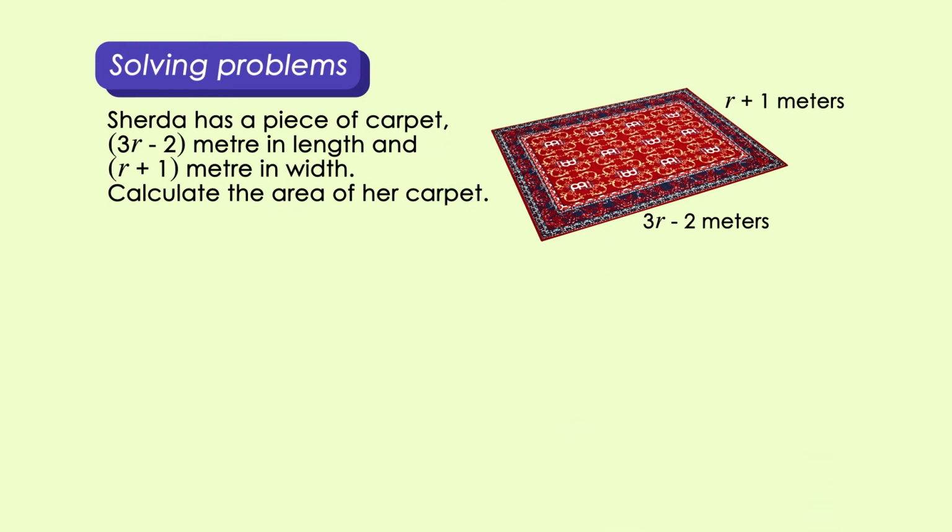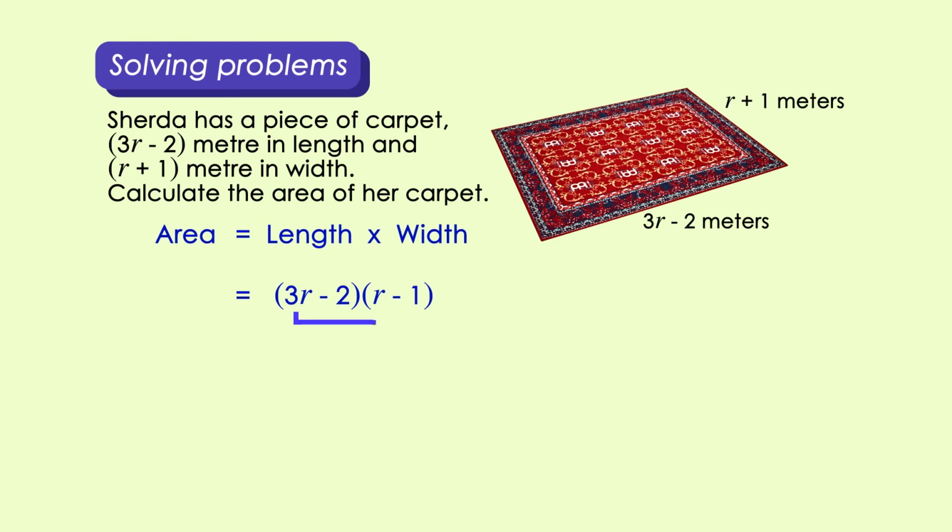This is our question. Shraddha has a piece of carpet 3r minus 2 meter in length and r plus 1 meter in width. Calculate the area of her carpet. Please give it a try. Area is length times width. When doing expansion on two algebraic expressions in two brackets, every term in the first bracket must be multiplied by every term in the second bracket.